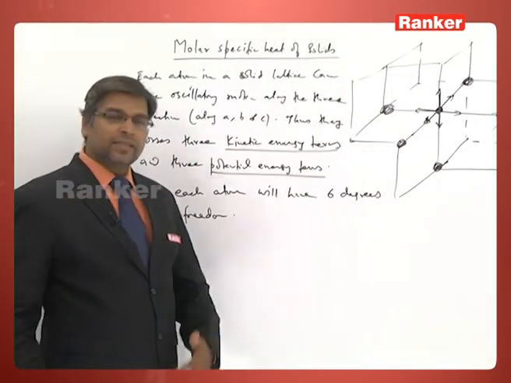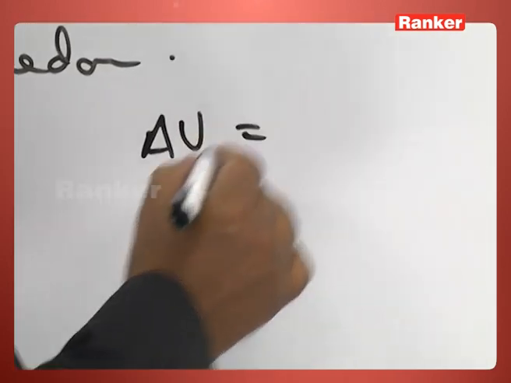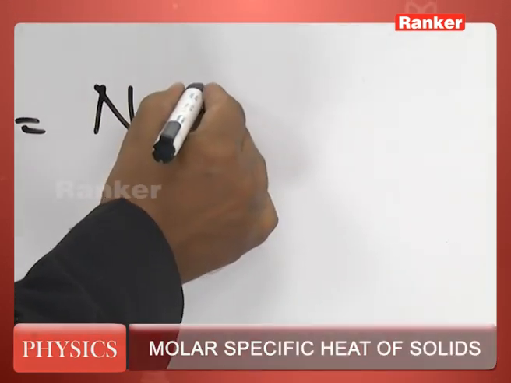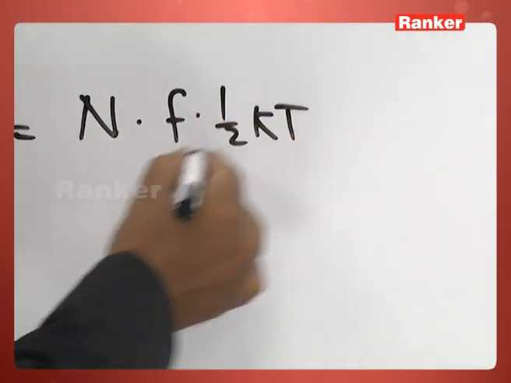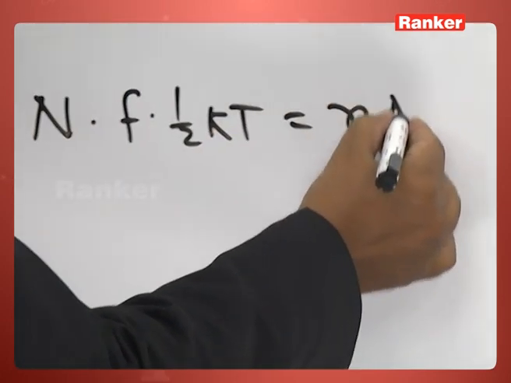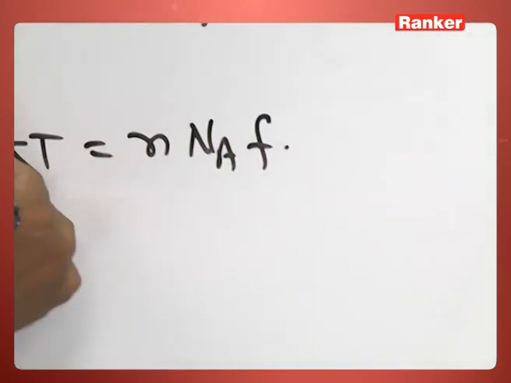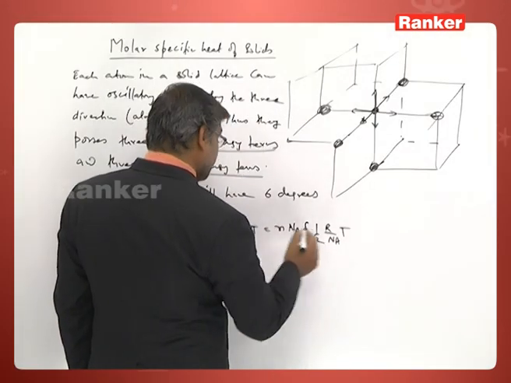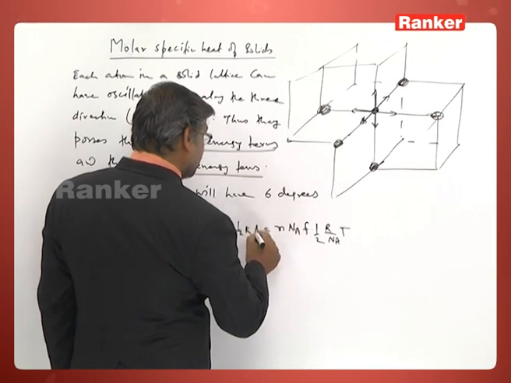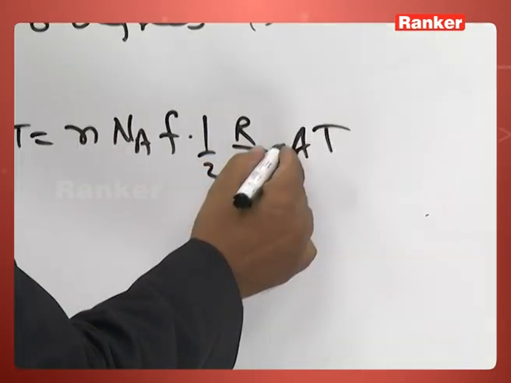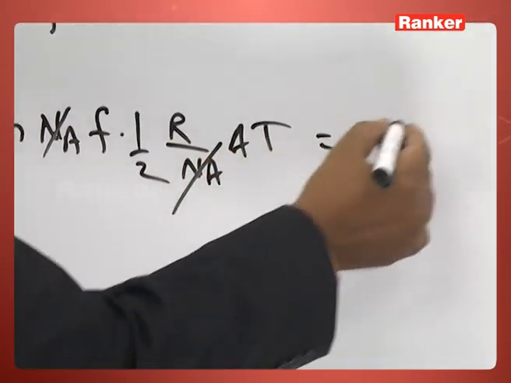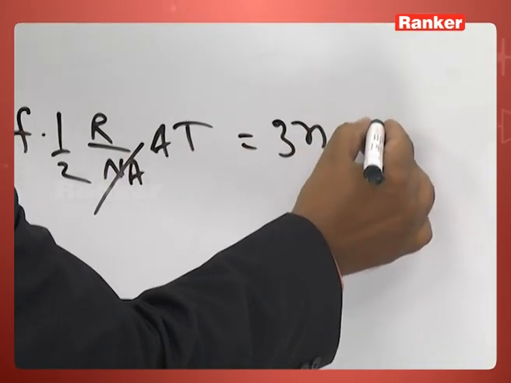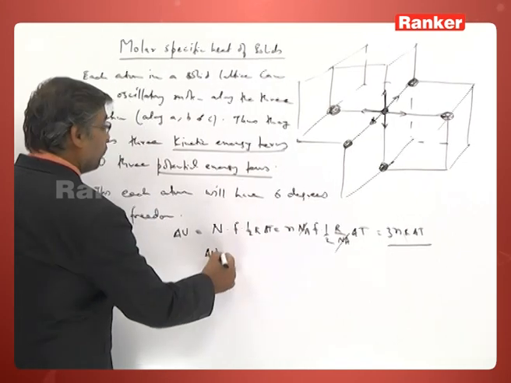of oscillations. Thus the internal energy expression, which we write, is total number of atoms N into the degrees of freedom f into half kT amount of energy. That comes out to be N into Avogadro number Na into f by 2 into k, meaning R by Na, again into T. So let us write this as delta U, because it is the change in internal energy, for change in temperature delta T. Na cancels. We have n number of moles into degrees of freedom f, that is 6, 6 by 2 is 3, so 3 n R delta T. This is what delta U is for a solid.